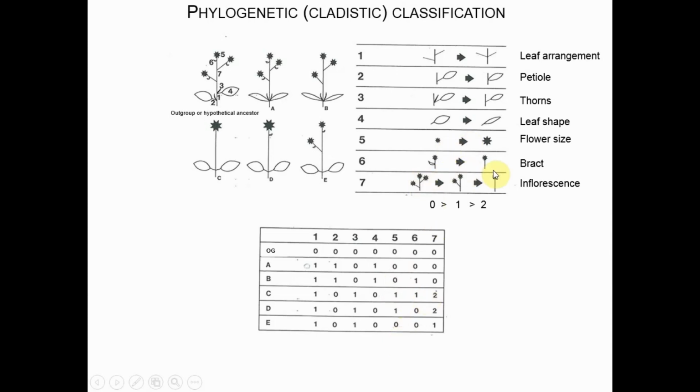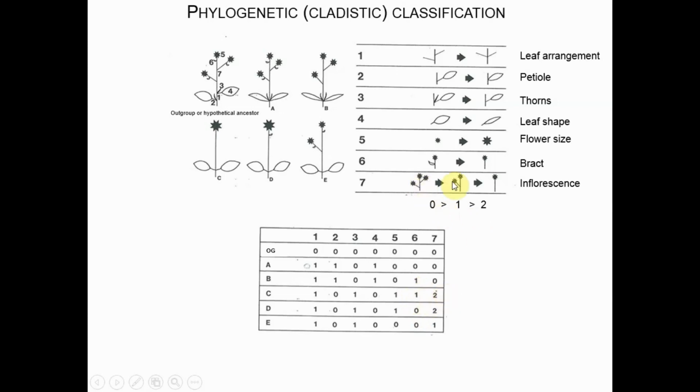Then bracts, you can see that A has the bracts, D and E have the bracts, so they are like the outgroup, so they would get 0, and only B and C would get a 1.